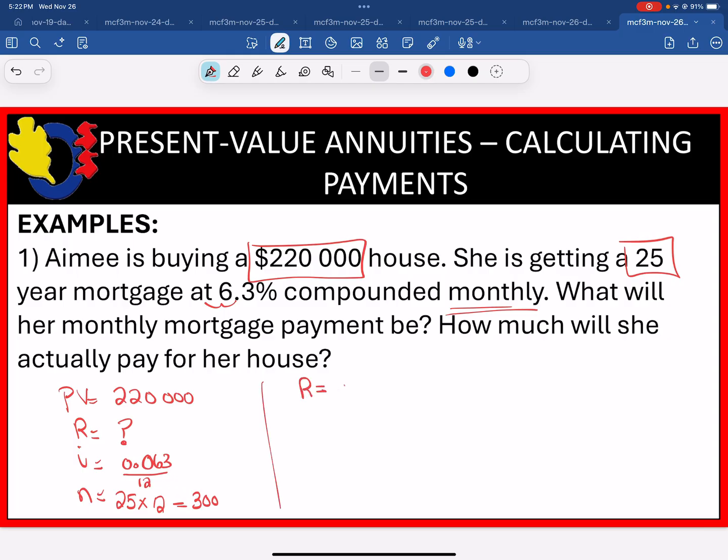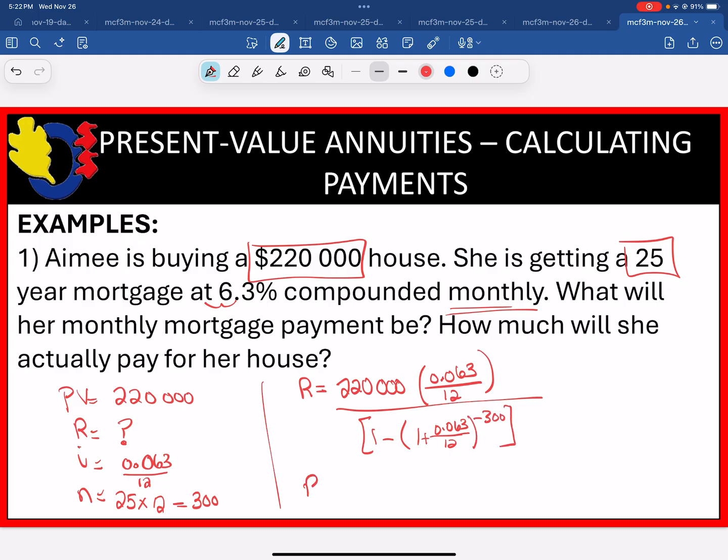All right, we're going to go ahead and plug it into our formula. So R equals 220,000 times the interest rate, 0.063 divided by 12, all over 1 minus 1 plus 0.063 divided by 12, and then to the exponent negative 300. All right, so be careful here.